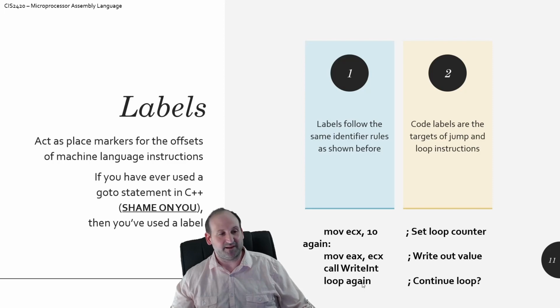And the labels follow the same identifier rules, but code labels end up just being targets of jump instructions, which just means they end up being memory addresses. Whatever memory address this line of code is actually stored in the code segment is where we would come back and loop to if we needed to do so. And so that's pretty much labels. Oh yeah, a lot of times when it comes to labels, you have to make sure that you name them all uniquely, just like variable names.